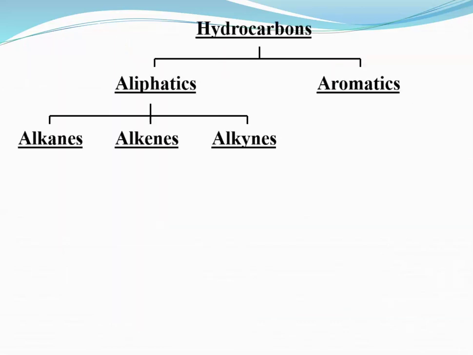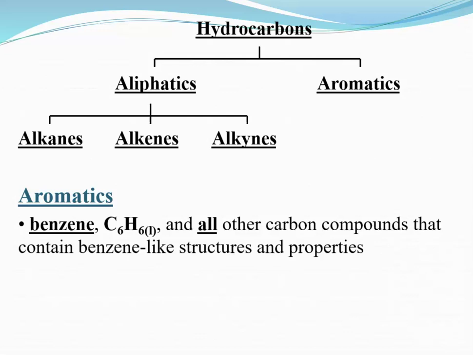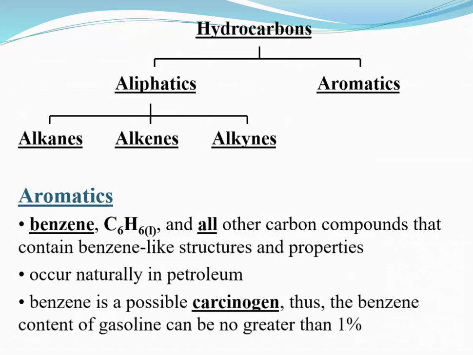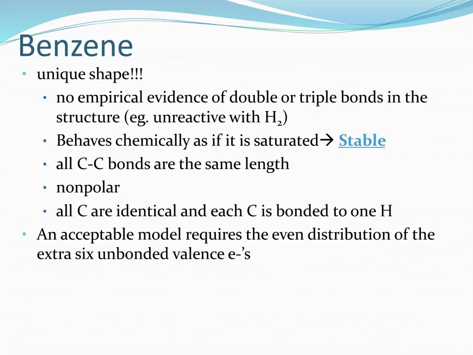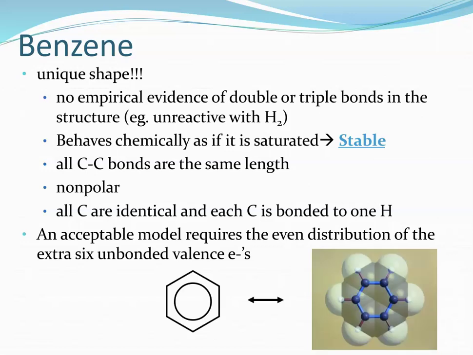All hydrocarbons can be sorted into aliphatic compounds, alkanes, alkenes, and alkynes, and aromatic compounds. Aromatic compounds include benzene and any other carbon compounds that contain benzene rings. Benzene is a special molecule with unique properties. While in drawings we show alternating single and double bonds, the electrons of the bonds are actually evenly distributed between all of the carbon atoms. Benzene is symmetrical and therefore nonpolar.